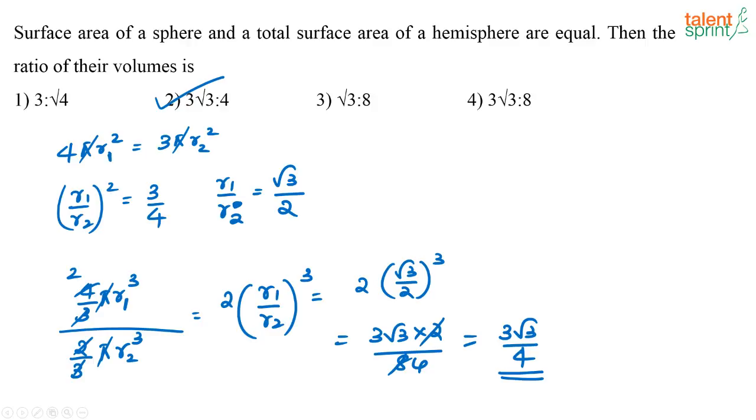So Ellen Tamilan, I think here you have considered 4, that's why you are getting the answer as 3 root 3 by 8. See, below it's a hemisphere, on the top it is a sphere. So you will get the answer as option 2, 3 root 3 divided by 4. All of us will make this mistake very easily.